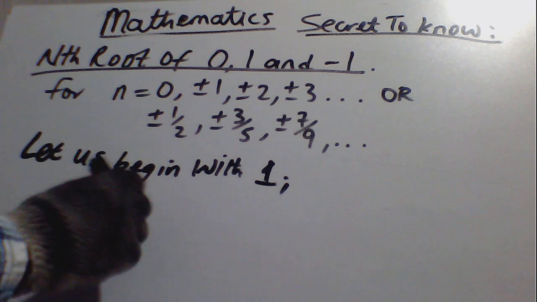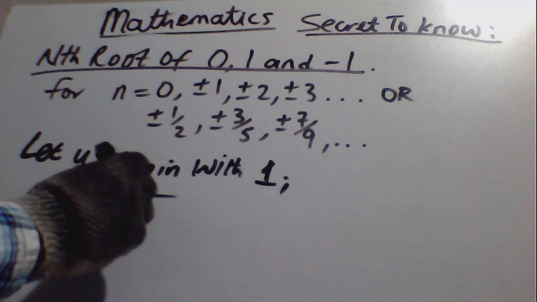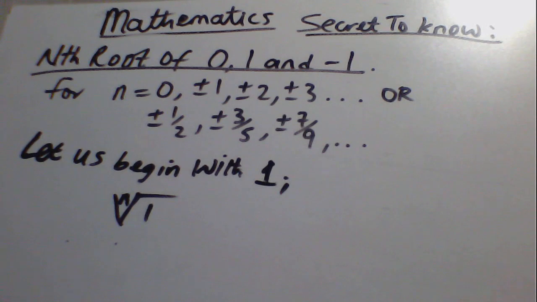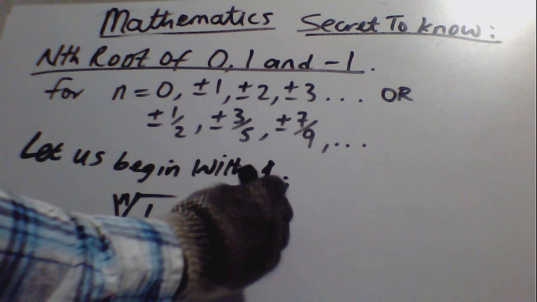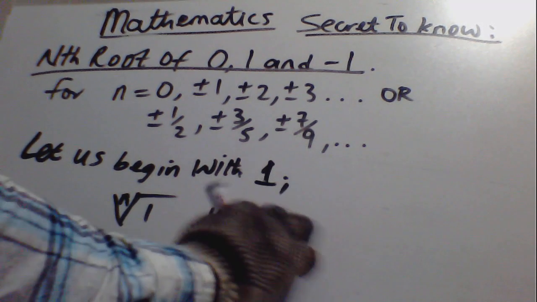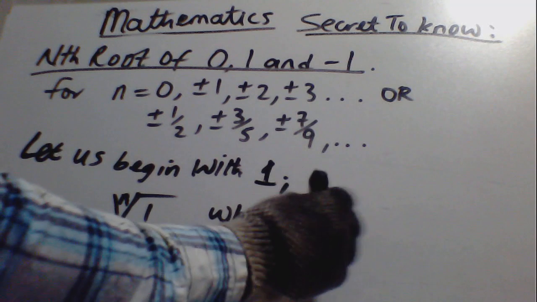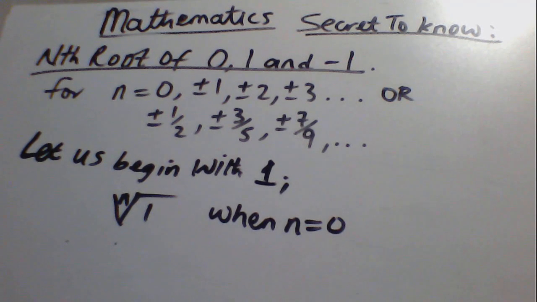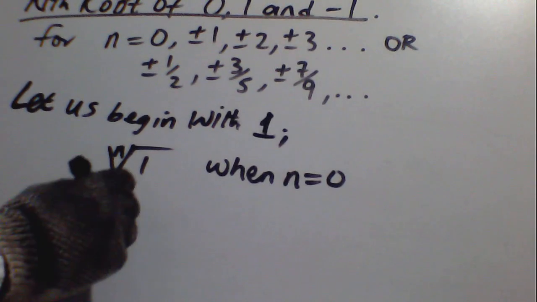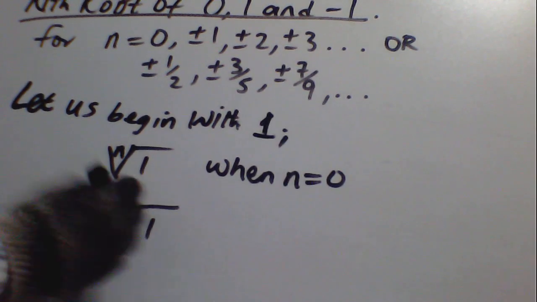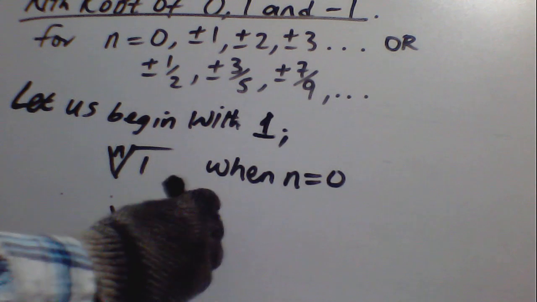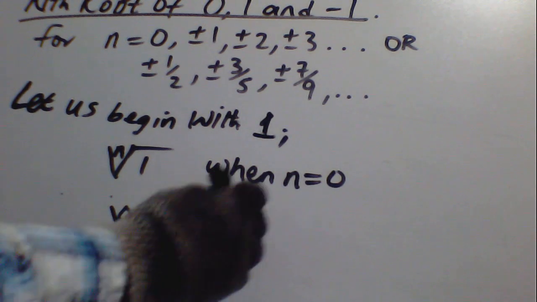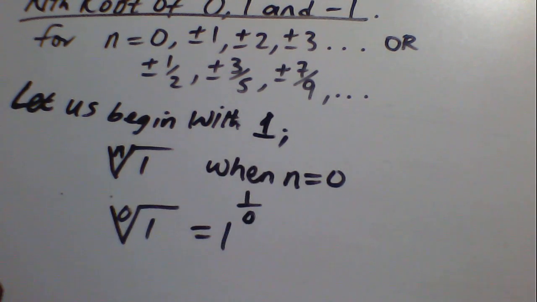In this case, if you are given the nth root of 1, when n is equal to 0, what will happen? If n is equal to 0, we have 1 and here is 0. Writing it in radical form, you have 1 raised to the power 1 over 0. This is how to write a root.